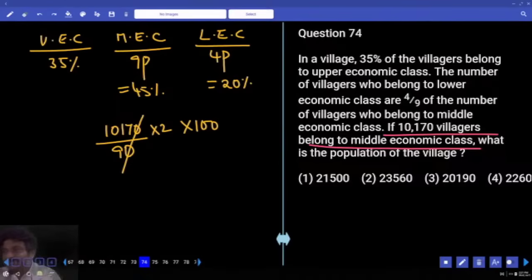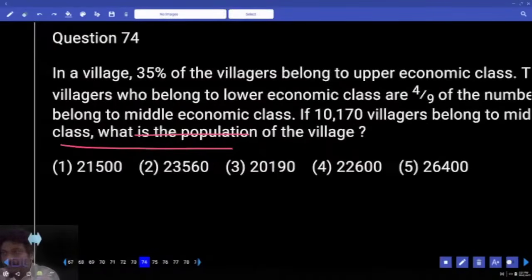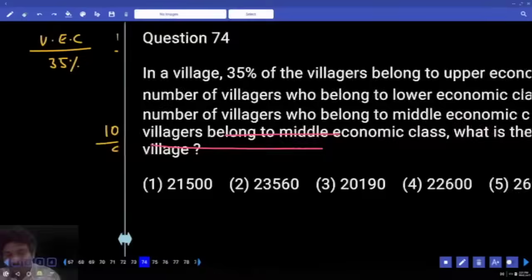0, 0 cancel. In numerator, how many zeros are there? To eliminate zeros from numerator, what should be there in denominator? Either 5 or 2. Look at your denominator. Do you have 5 or 2? So in your final answer, how many zeros must be there? Go to options and can we answer the question? No. 3 options are there, correct?